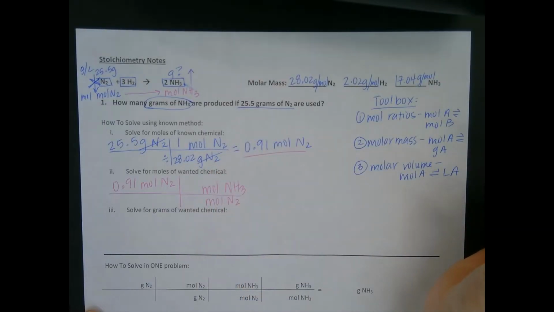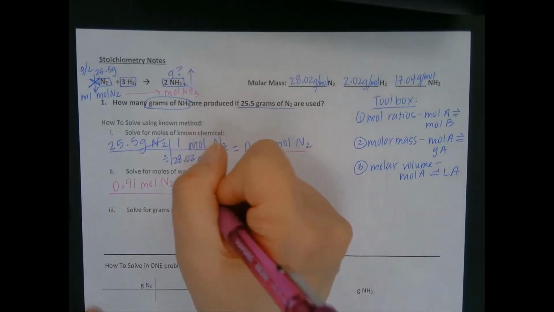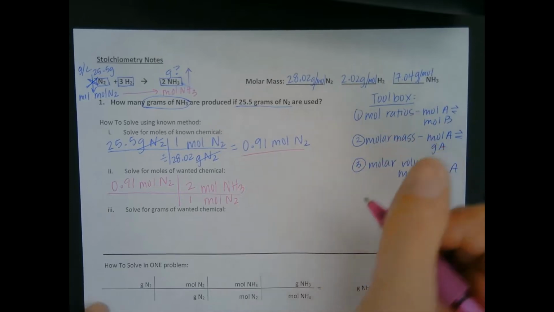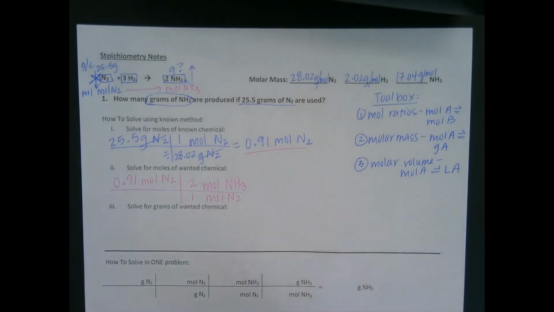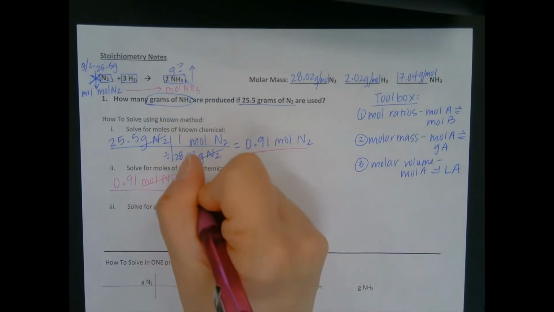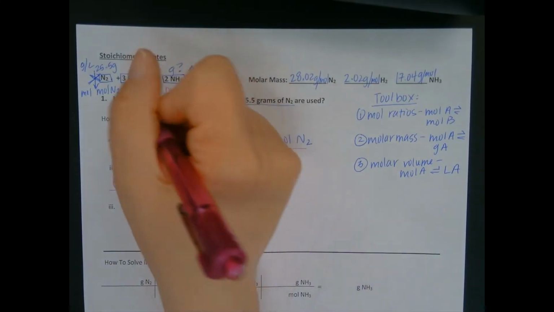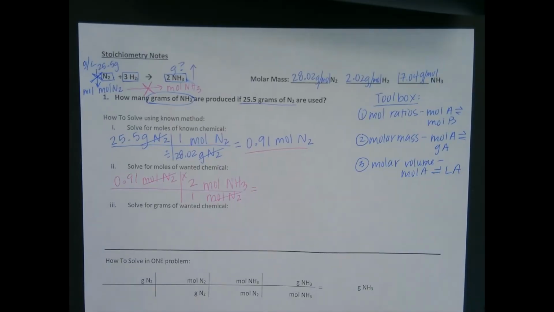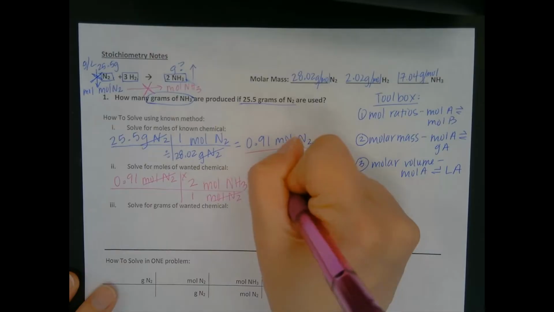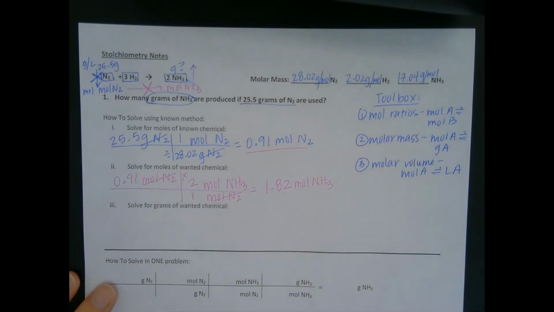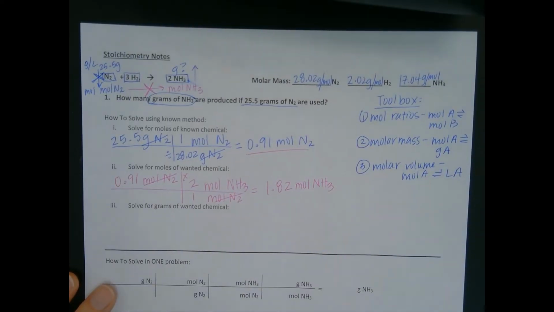Looking at the toolbox, what do we have that connects moles of one thing with moles of another? So what number goes on the top? 2 over 1, and those numbers come from the coefficients of the balanced reaction. So mole N2 and mole N2 cancel. So 0.91 times 2, and that also means I'm done with this second arrow. So what is this answer? 0.91 times 2: 1.82 what? Okay, well, we're still not done though, right? Because I saw one more arrow to go.